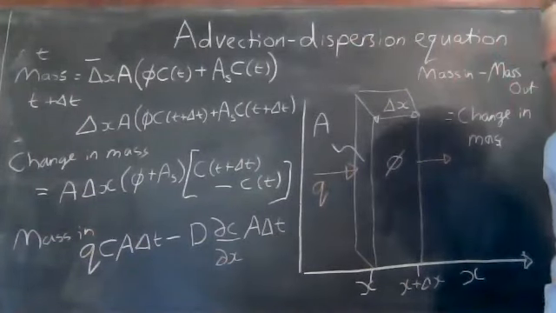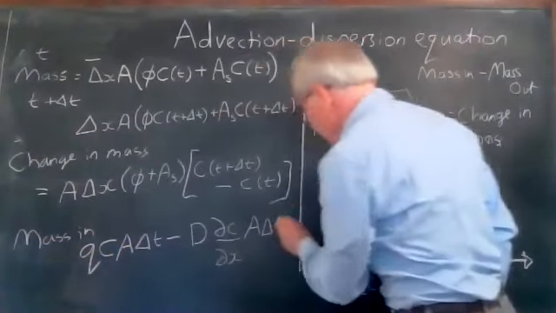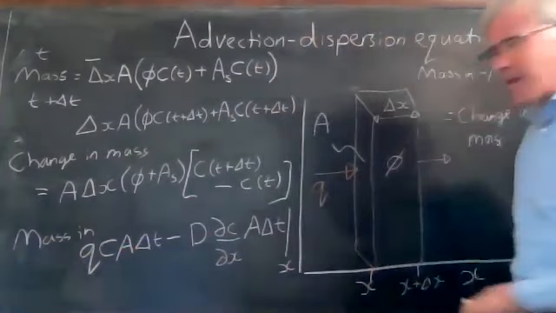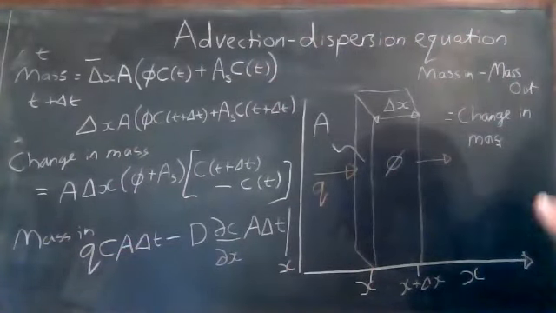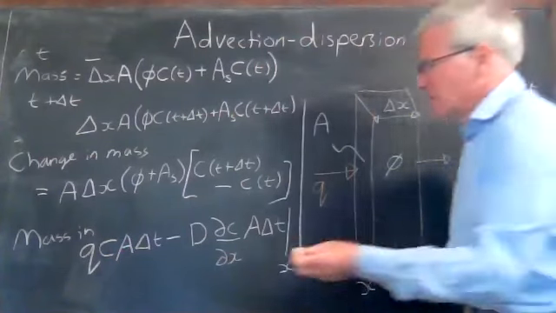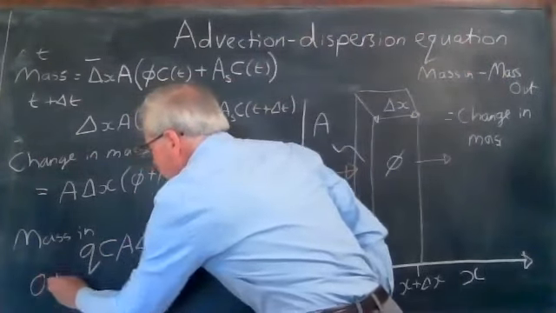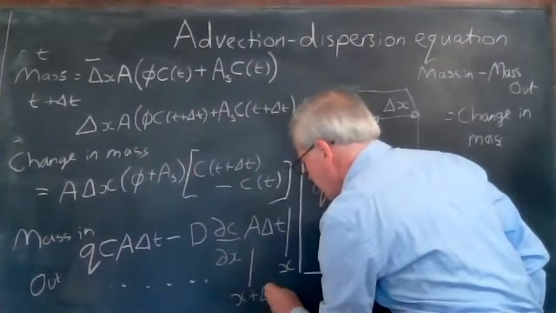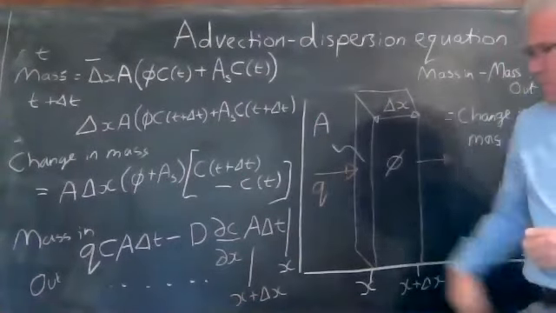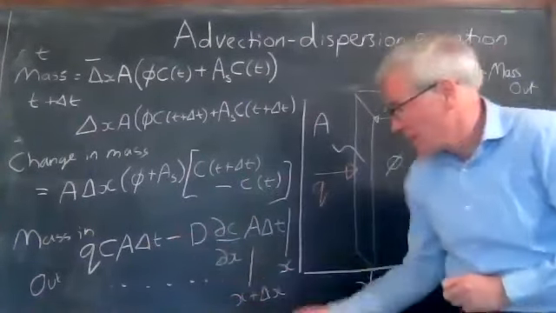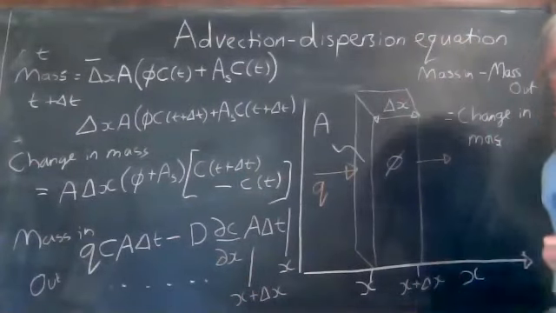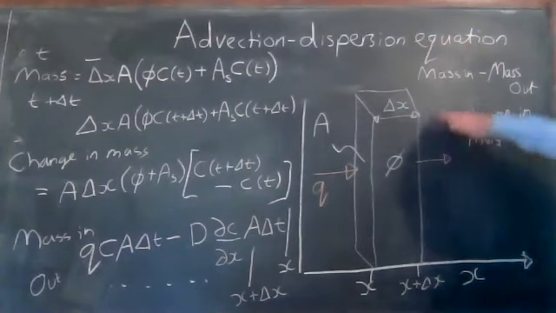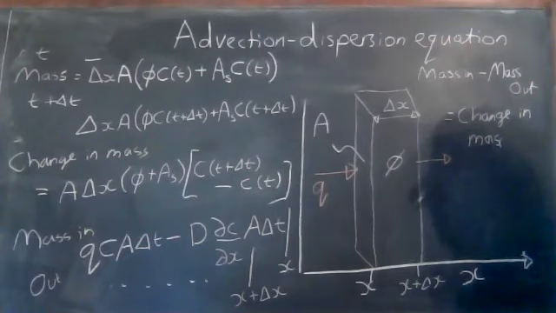So that's the mass in. Now, where is that evaluated? This is all evaluated at a location X, so this is C at location X where you go in. The mass out is going to be the same expression, evaluated at location X plus delta X. It's just the same mathematics, but located here at the outlet, X plus delta X. So what I'm going to do is now invoke this: mass in minus mass out is the change in mass.